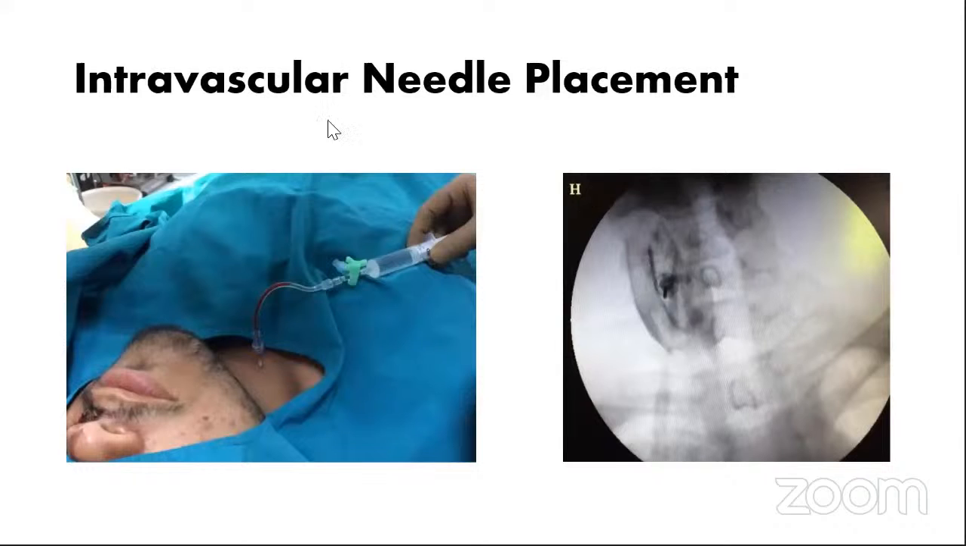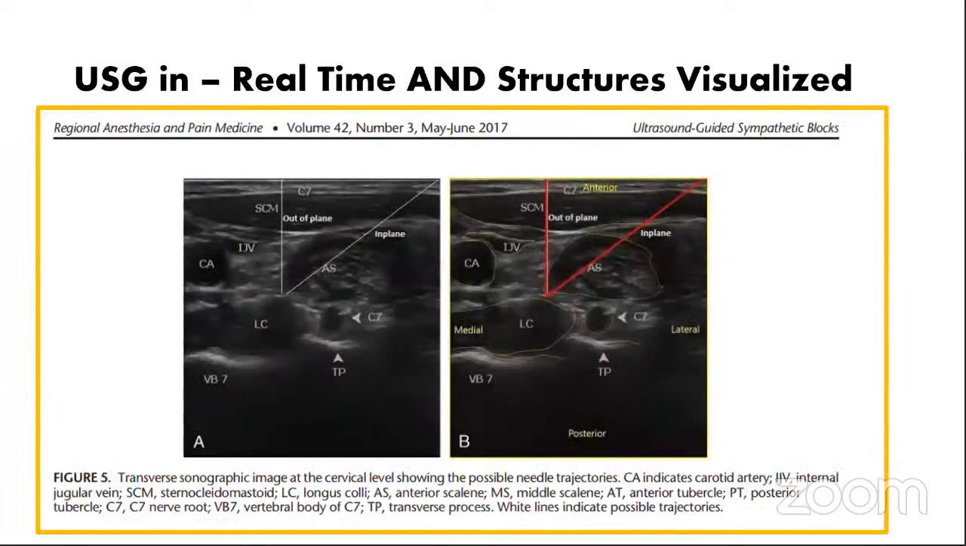One of the problems with the landmark technique is this: this is the needle in the carotid artery, and once I inject the dye, you can see the demarcation of the carotid and internal jugular as well as the needle, which is very close to the sheath. So this can cause trauma to the vessels, which are really not seen even with the fluoroscope. But with ultrasound, you can see almost everything.